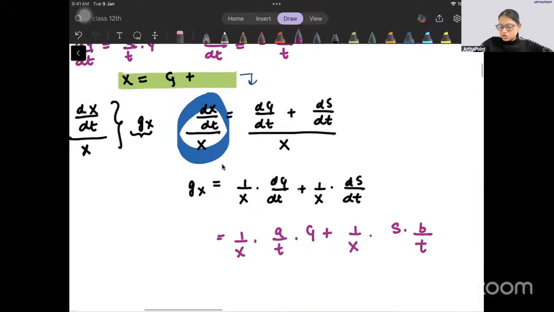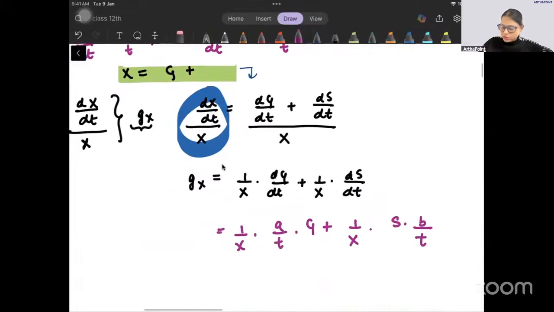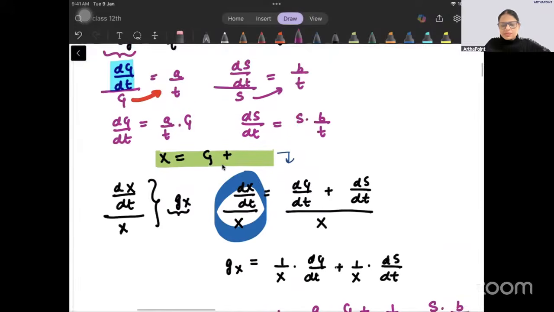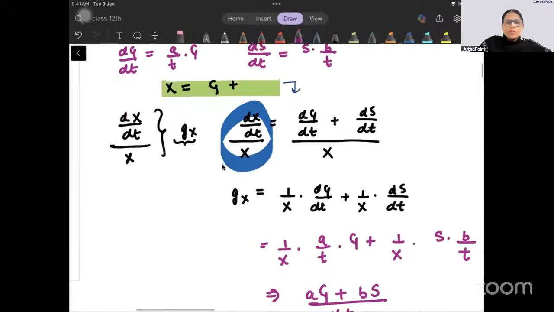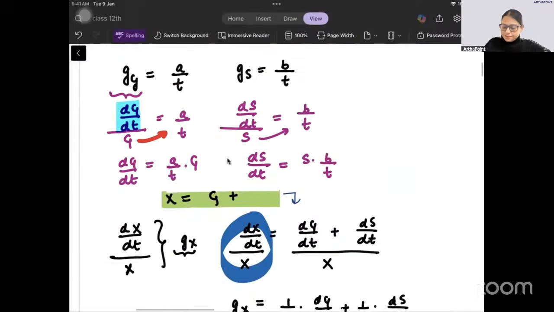Okay. So this is how you can solve this question. Now you can just simplify this. aG plus bS by this. Okay. So this is how this kind of questions can be solved. Is it making sense? Is it clear? Okay.